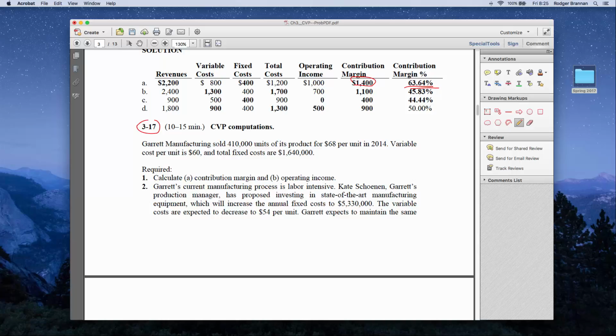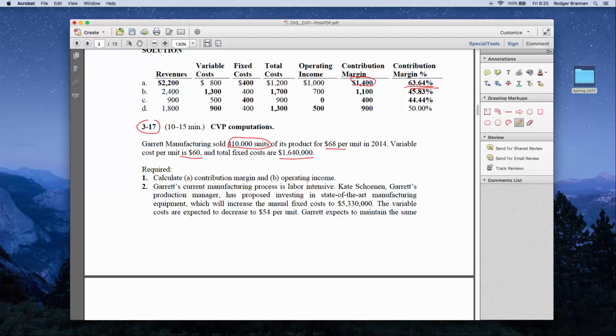And so what it's asking you to do is basically prepare a contribution margin format income statement under these two assumptions. Well, one they're going to hold constant regardless is that they're going to sell 410,000 units. And they're selling them for $68 per unit. The variable costs are $60 and the fixed costs are $16.40. Now, number one just says, okay, given that, prepare the contribution margin income statement.